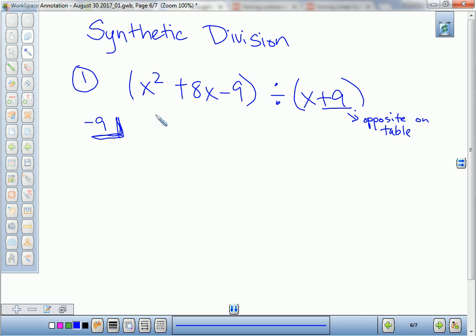Alright, and then what we do is we take our coefficients and our constant from our dividend. Alright, so this is an understood 1 right here. So that's going to be our first one, 1. This is a positive 8, and this is a negative 9. So we take our coefficients and our constant from our dividend, and we put it right there, beside the table. Now, next step, every time you bring down the first one. Whatever was right here, every time goes right there.